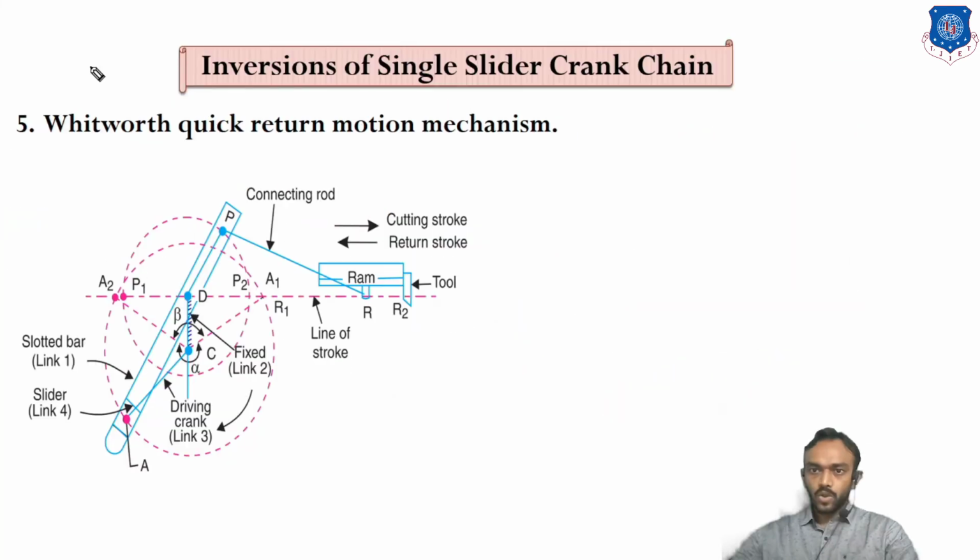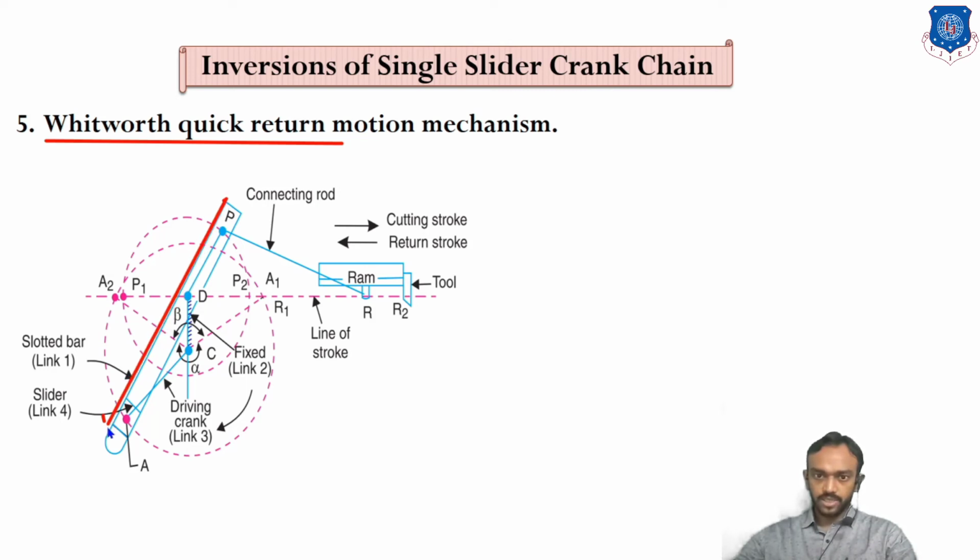Thank you. Okay, let's start our next inversion, which is the Whitworth quick return mechanism. Same as the slotted bar, but the orientation of links and so on is slightly different. You can see this is the assembly. First of all, you can see the slotted bar here, this is the slotted bar. In this slotted bar, you can see the crank, which is rotating.